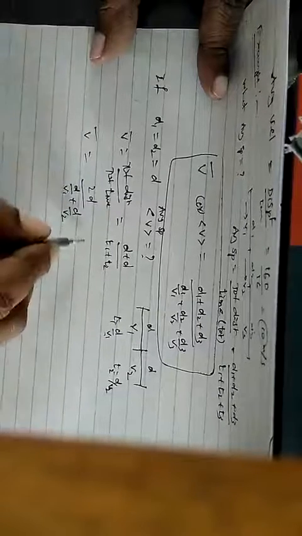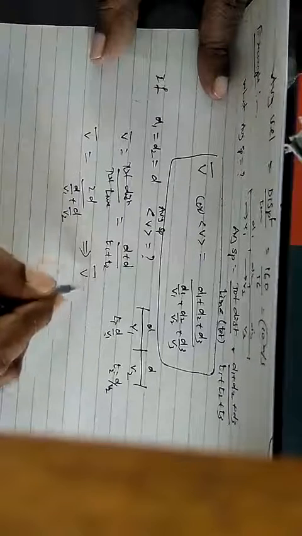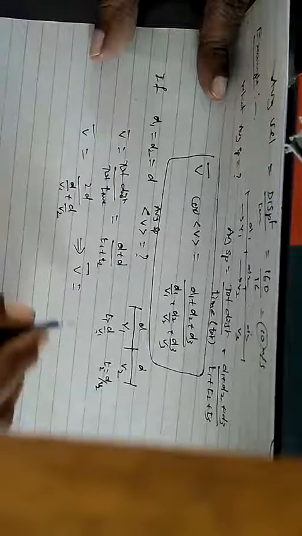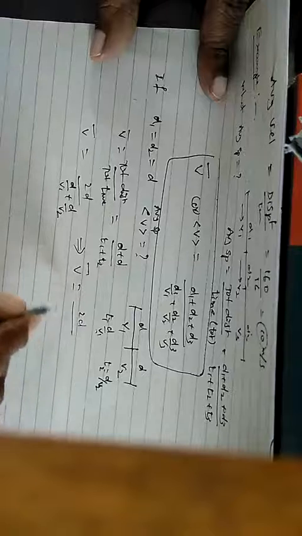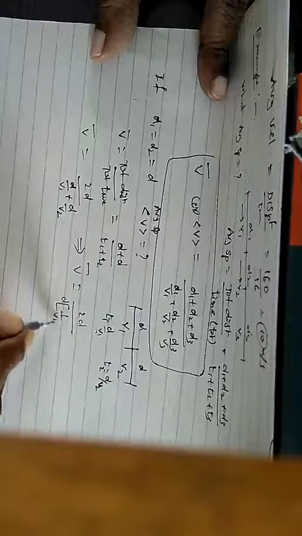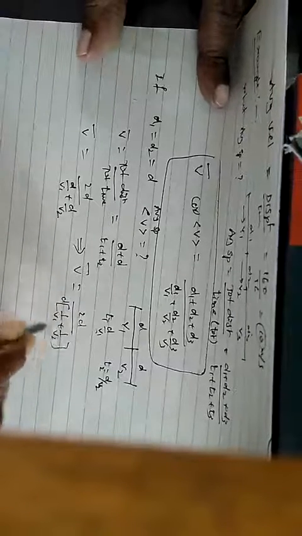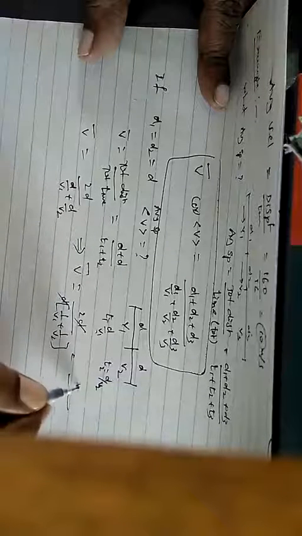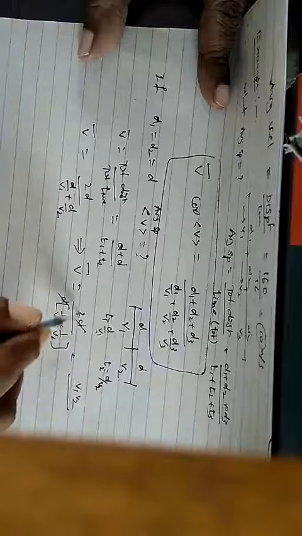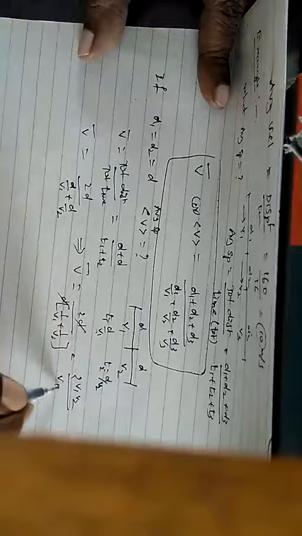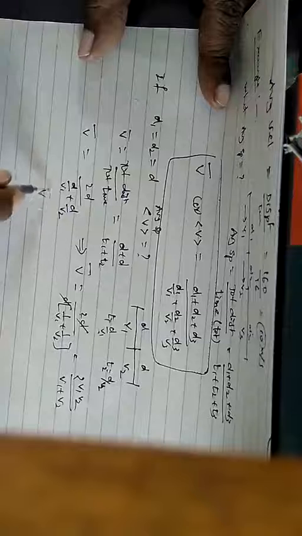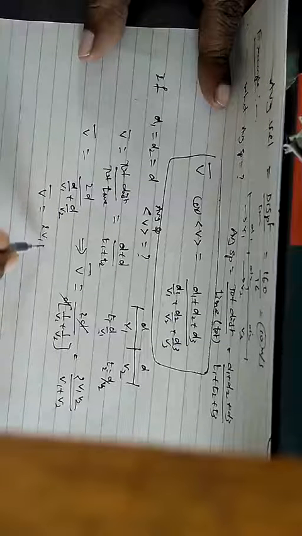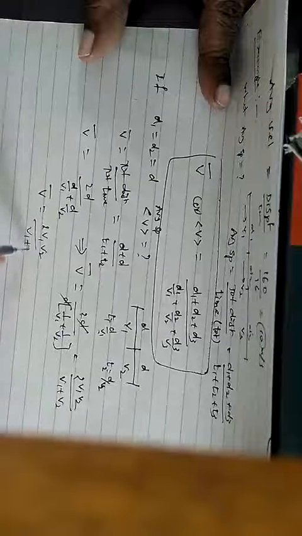So v bar is equal to, take LCM here. Then it is 2d. Here d is common. 1 by v1 plus 1 by v2. d gets cancelled. Here you take LCM of v1 and v2, it will go to the numerator. v1 v2, already 2 is there, 2. This is v1 plus v2. So v bar equals 2v1 v2 by v1 plus v2.